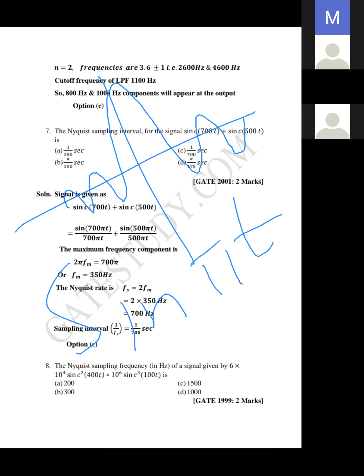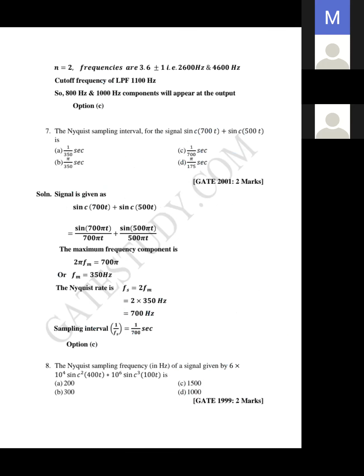Now, in the question they ask us to find a sampling interval, so we need to find the Nyquist rate. Nyquist rate is nothing but, as I already said, Fs is equal to 2Fm. The minimum sampling rate is what we call the Nyquist rate. From the given signal we need to find the desired Nyquist rate.